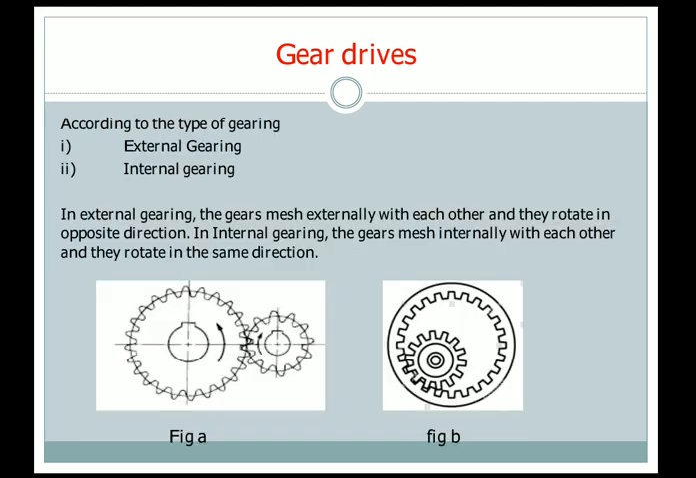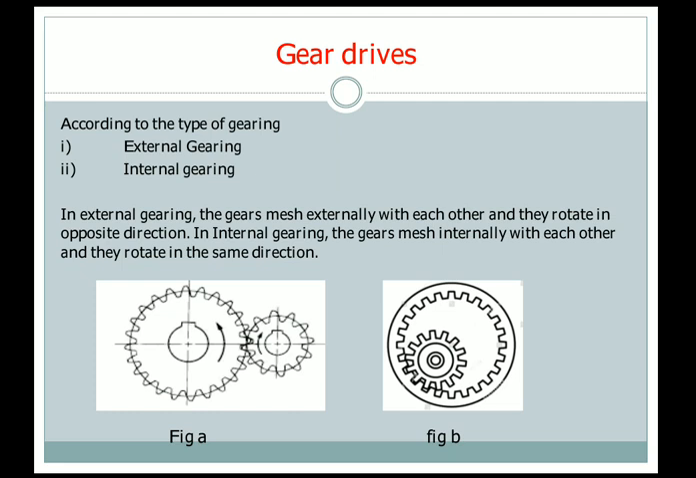Next we shall see the next type of classification, which is according to the type of gearing, that is, the mating of the gear teeth. There are two classifications: one is external gearing and the second one is internal gearing.